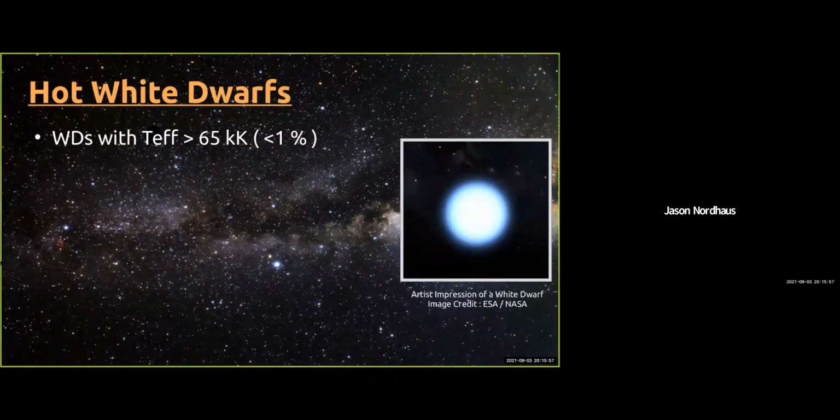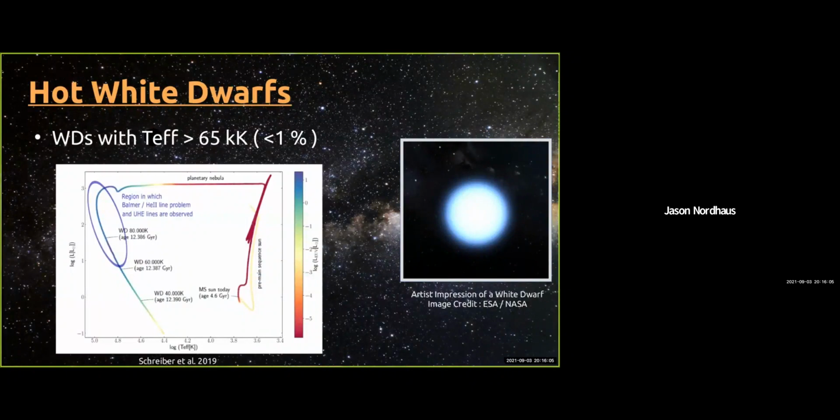Early stages of white dwarf cooling occur quite rapidly. Only a tiny fraction of white dwarfs have effective temperatures above 65,000 Kelvin. Hot white dwarfs cover a large but sparsely populated area in the HR diagram, and there are important links between post-AGB stars and the remainder of the white dwarf cooling track. Therefore, a better understanding of these objects is highly desirable.